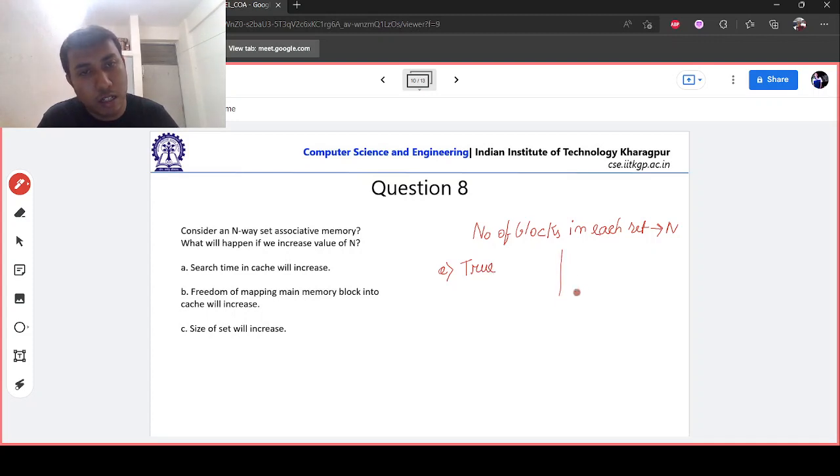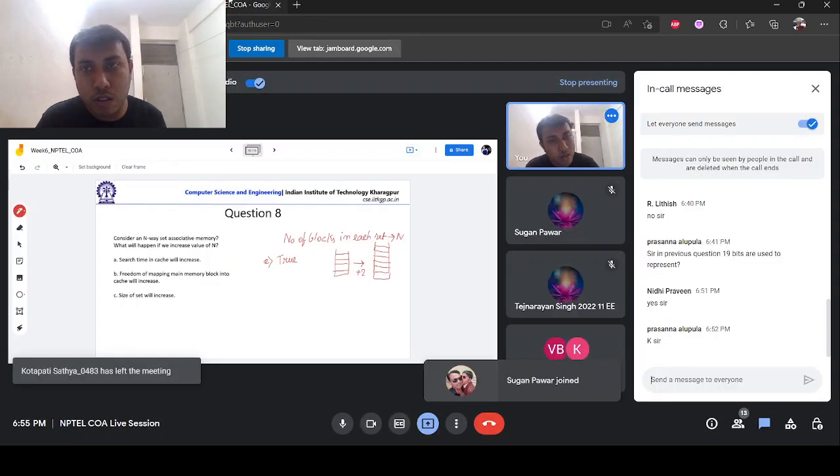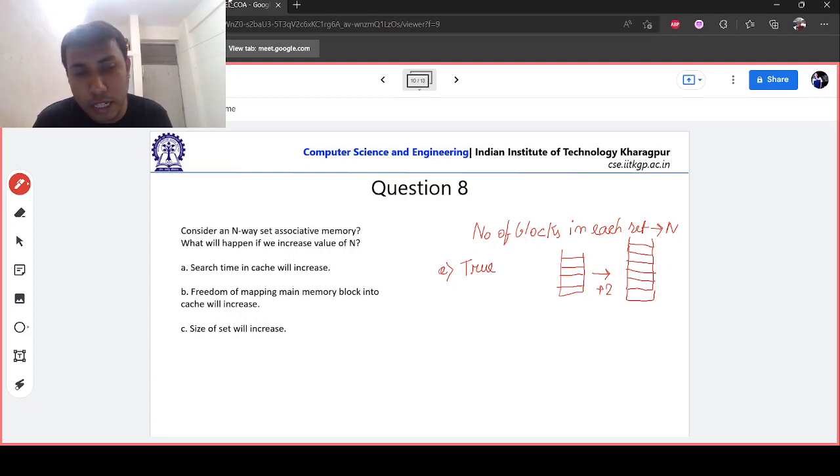So basically, if you have previously a set in which there are, suppose, 4 blocks, and now it increases by 2 blocks, so it becomes 6 blocks in each set, then obviously the search space and the search time will increase. Previously you were searching in an array of 4 elements. Now you are searching in an array of 6 elements. So obviously if the value of n increases, the search time in cache increases.